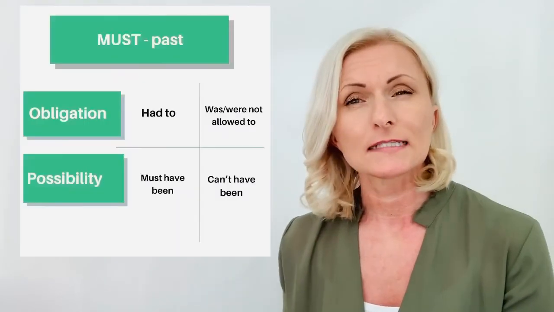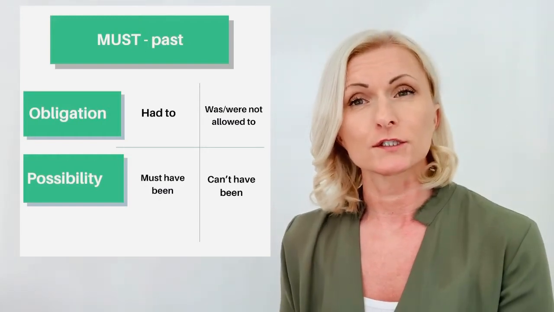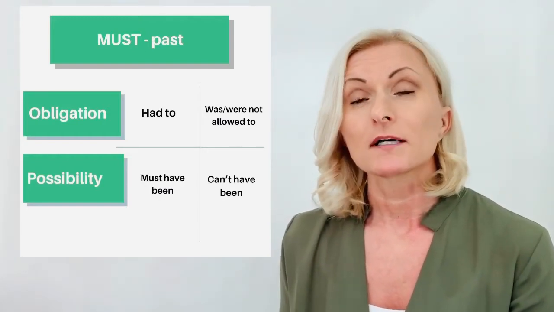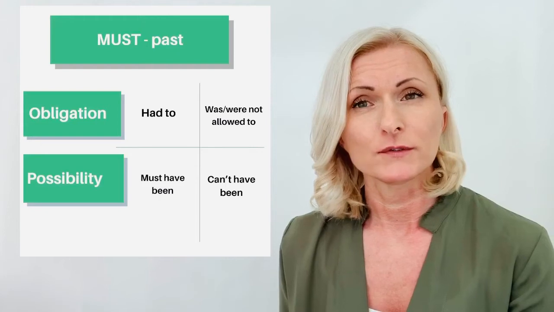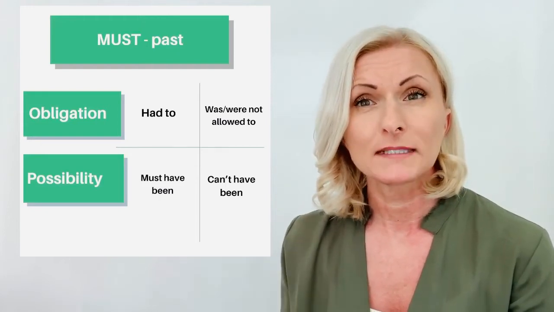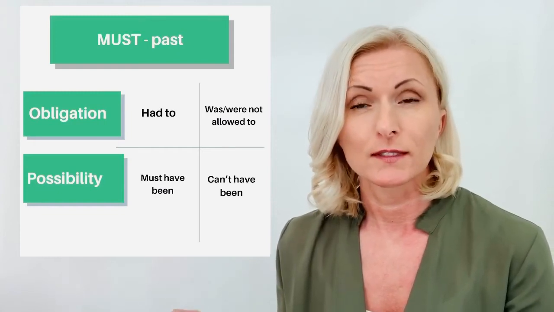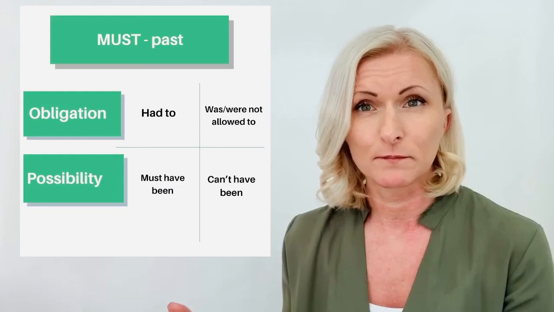Let's have a look at the summary of using must for two different functions in the past, using must for obligation and using must for possibility. For obligation, we are using had to in the positive form instead of must.